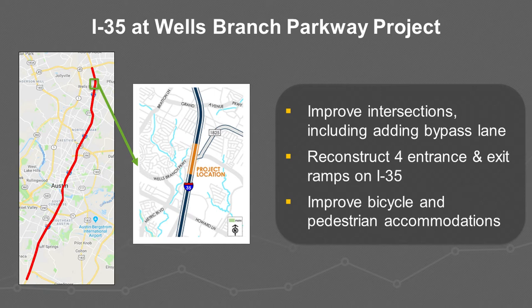This project is underway, but no construction has begun yet. So this is a great time to ask what other information can be gathered that could be helpful before construction actually starts. Over here on the right are some of the bullet points taken directly from the project website about what they're trying to do. They want to improve the intersection between the frontage road and Wells Branch Parkway and FM 1825. There's a lot of different ways to improve the intersections, but one of them is including a bypass lane for the frontage road to allow through traffic to bypass the traffic signal.